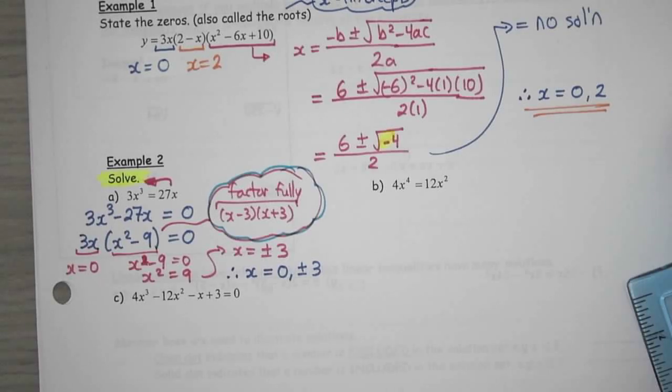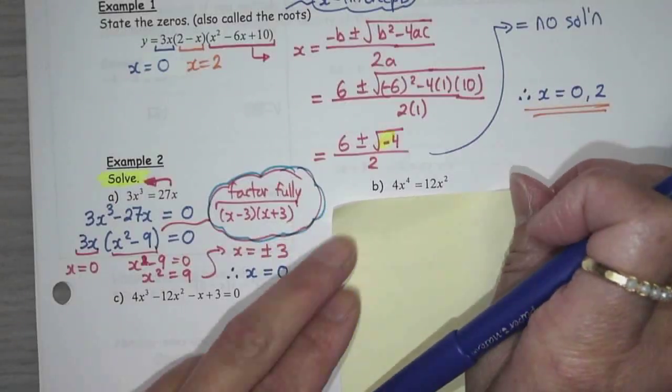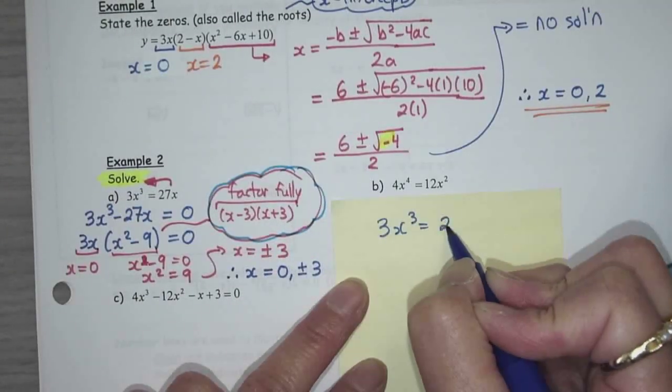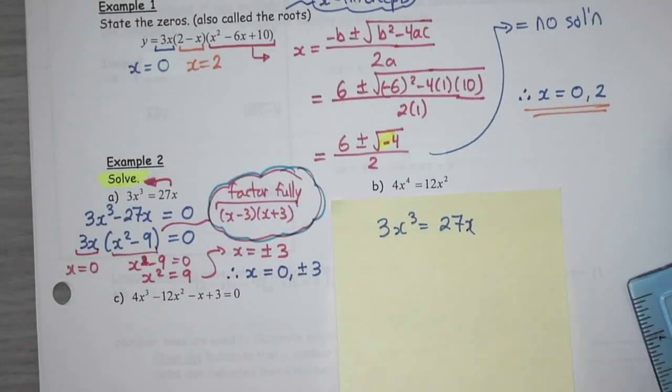Okay. I want to point something out. What happens if you took this question and you absolutely and totally lost your mind and did this? Watch. So 3x cubed equals 27x. So you lost your mind.